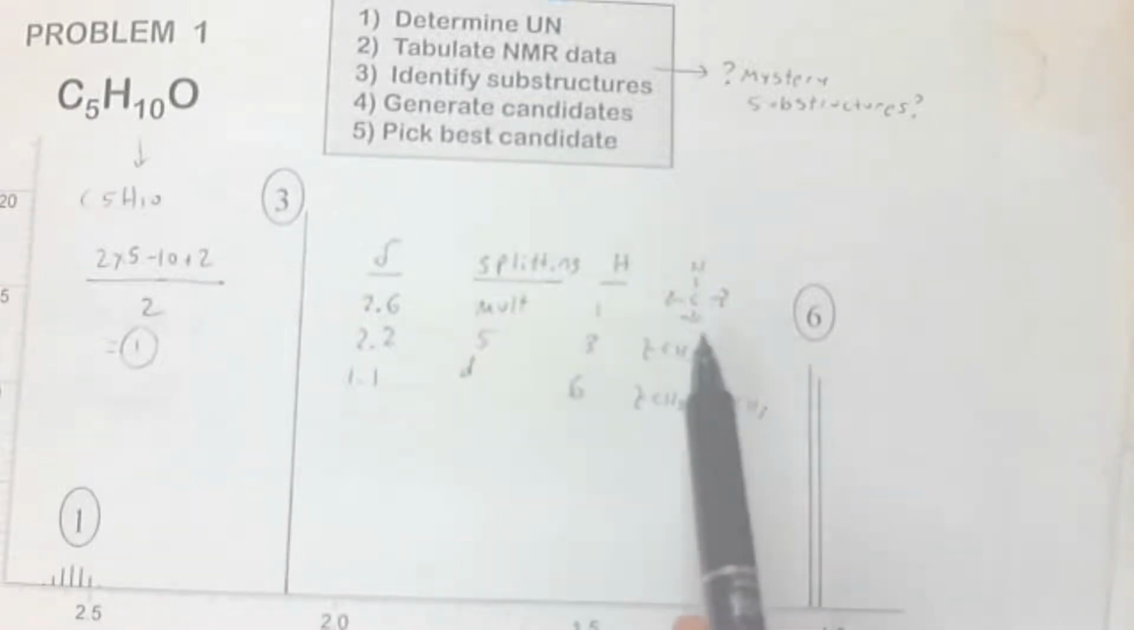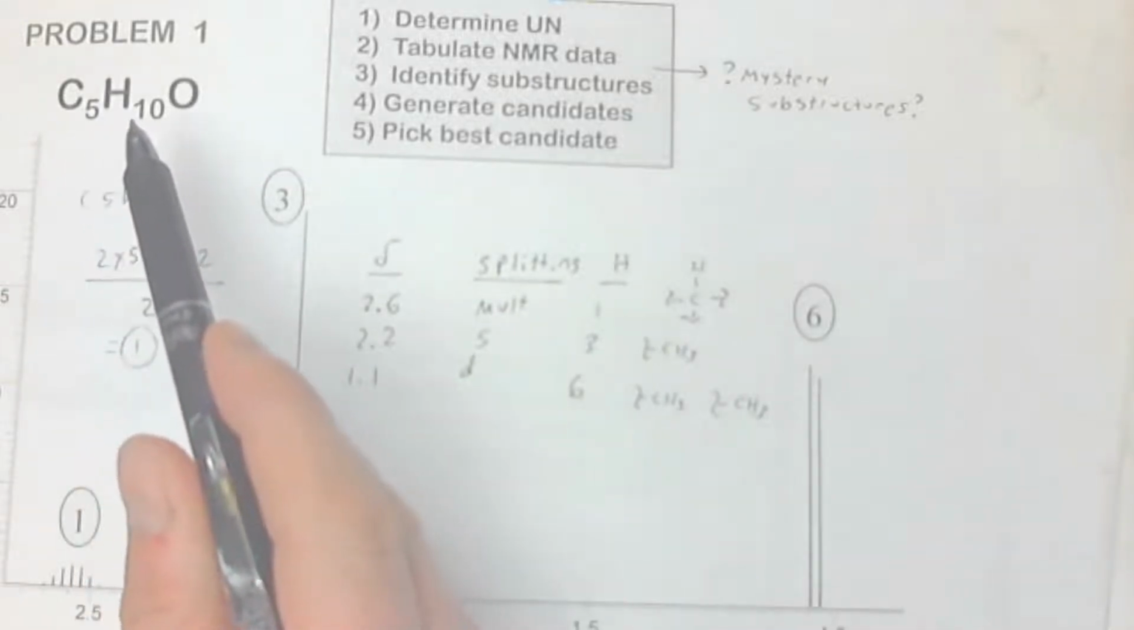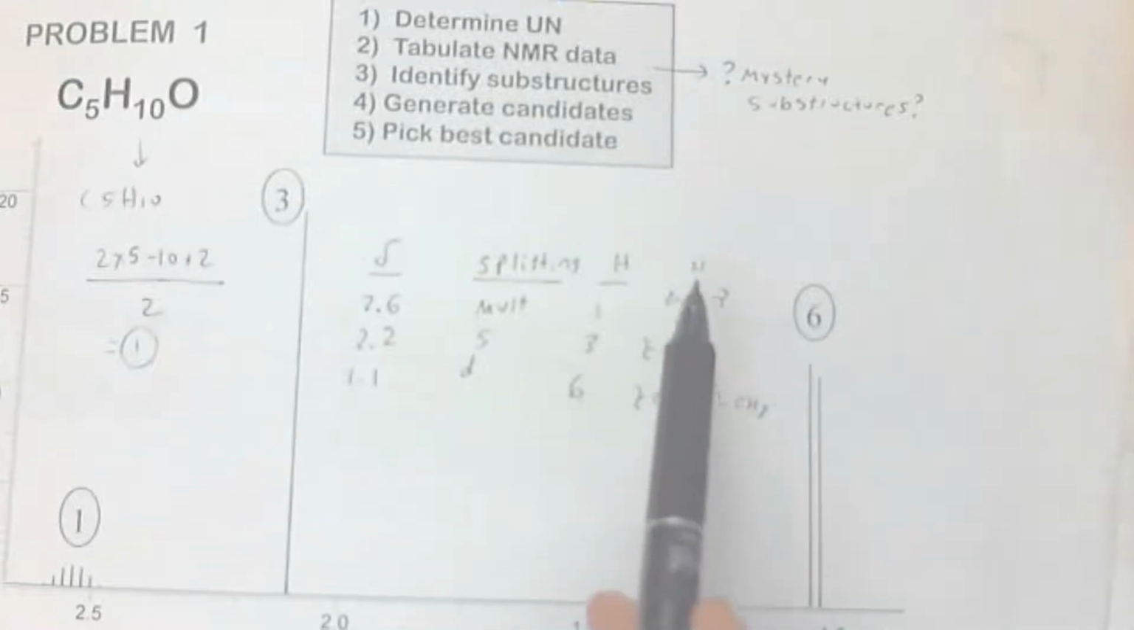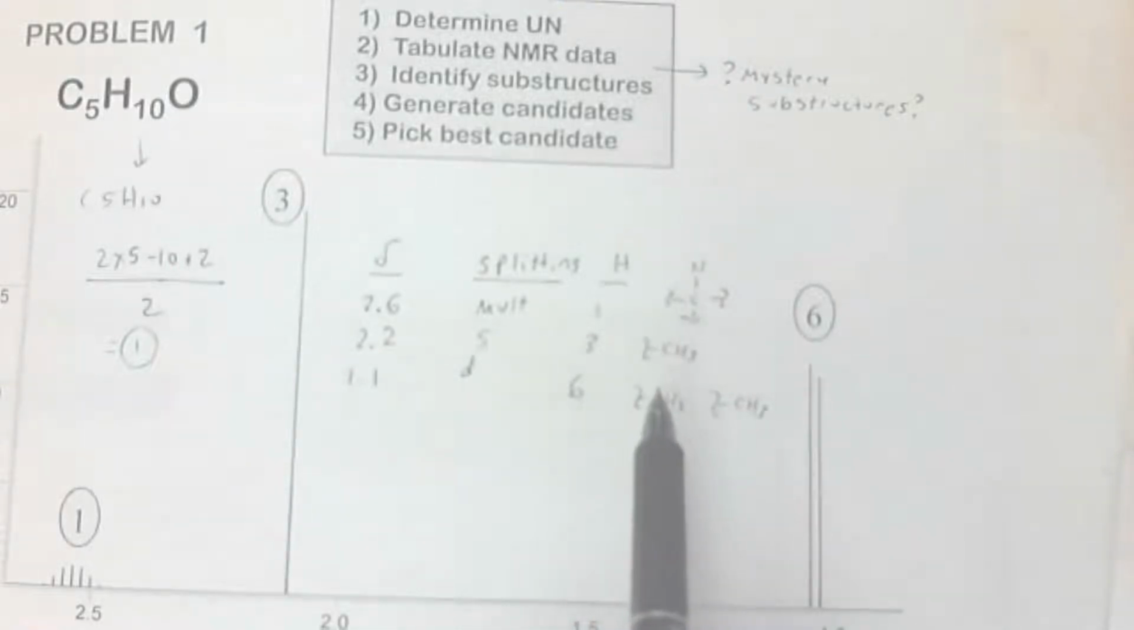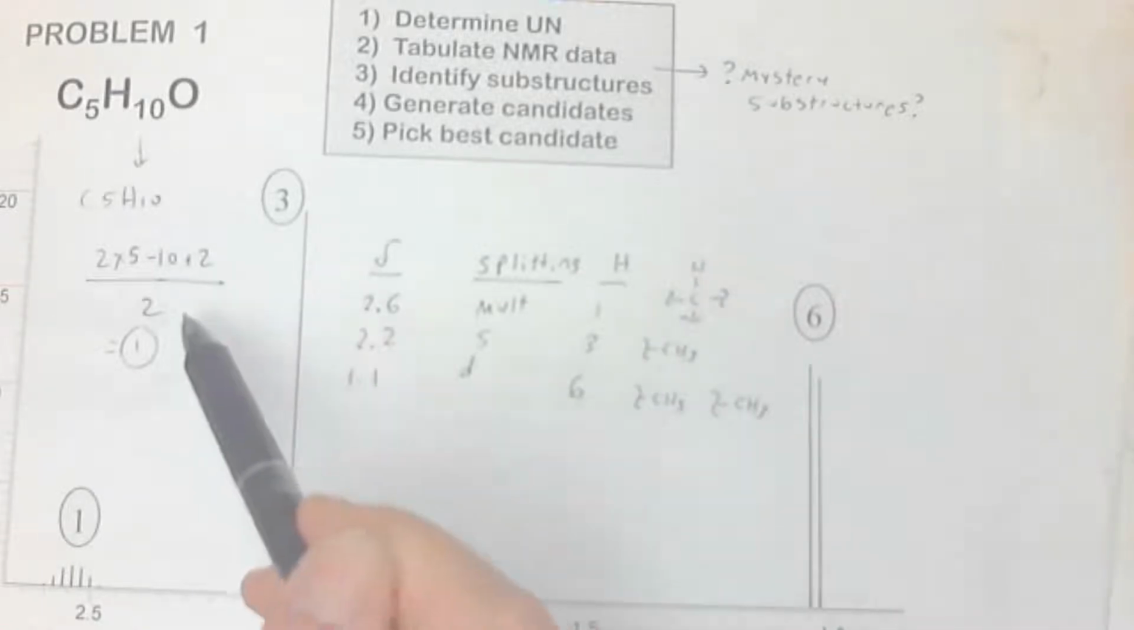Well, I don't know. We have 4 carbons and there's 5 carbons though, right? We accounted for the hydrogens, right? We counted all 10 hydrogens. 1, 2, 3, 4, 5, 6, 7, 8, 9, 10. We got all the hydrogens. We're missing a carbon. What about that oxygen? Is that oxygen here somewhere? No, it's not. What about UN equals 1?